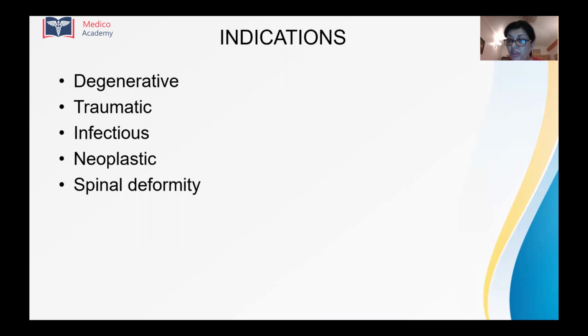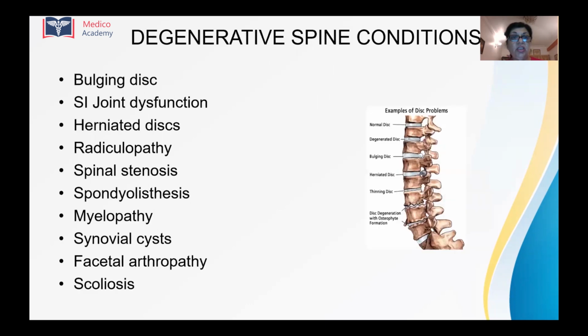Now, the indications for the surgery may be divided into 5 options: degenerative, traumatic, infectious, neoplastic, and spinal deformity. The degenerative condition results in breakdown of function and normal structure of the spine over a period of time, which may result in back and neck pain. These conditions are often caused by aging.